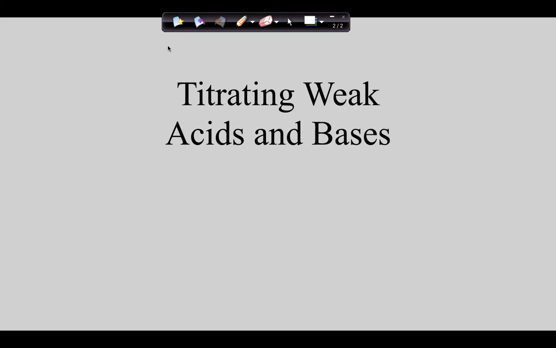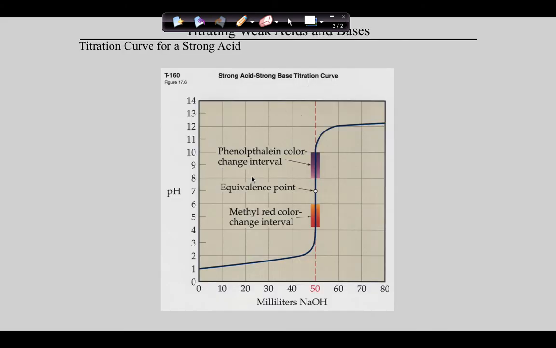is start with weak titrations, but what I'd like to do is frame this in the context of what we learned about strong titrations. So guys, it kind of goes like this. Familiar, right? So let's talk about the familiar pieces of this so that we can then bring in weak titrations.